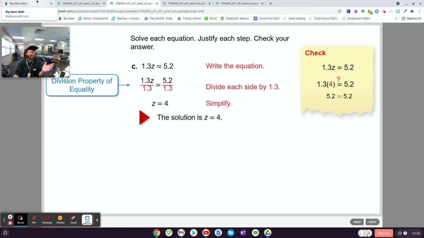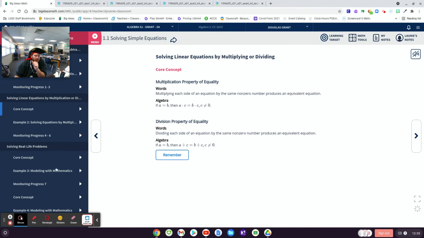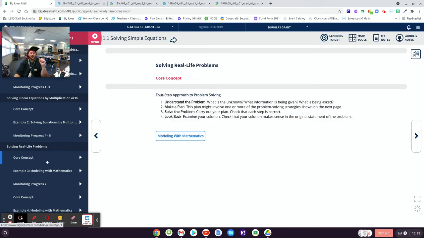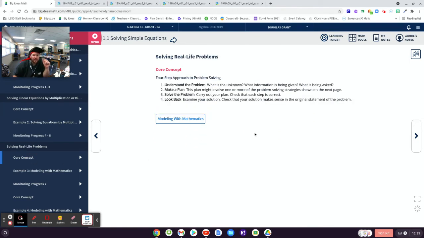All right, so that is the 4 operations to solve equations. However, you will also have problems that are word problems. So you also have to solve some word problems. And the main thing to do when you're solving word problems is first understand what the problem is asking you, make a plan to solve it, and then work out your plan, solve it, and then examine your solution and see if it makes sense. So you want to do that anytime you solve word problems.